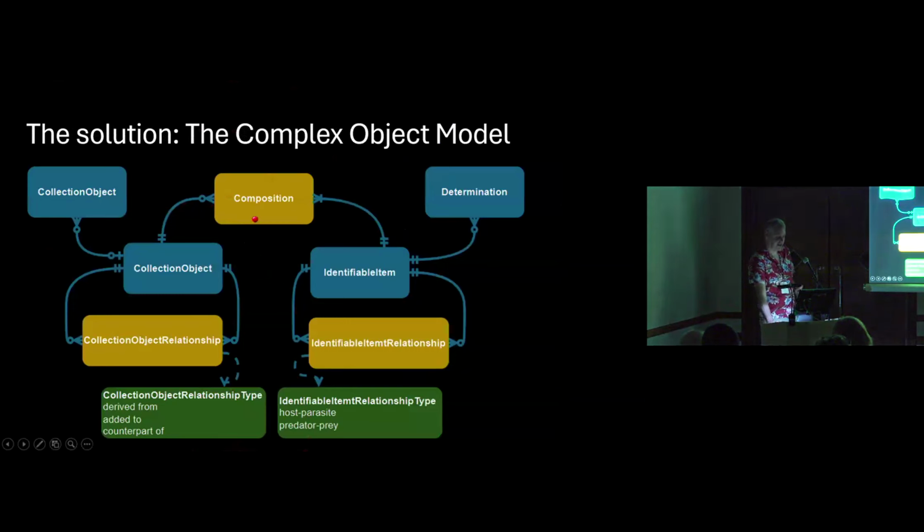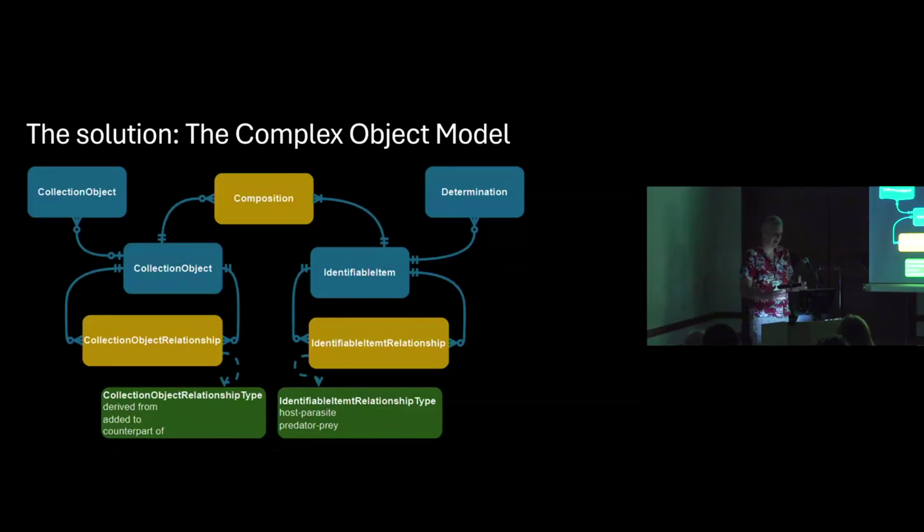So this is the complex object model we have designed. So we have the collection object, which we define as the physical object or part of it that has or had a specific location in the collection. We have the identifiable item, the biological, geological individual of a single taxon that is represented in part of one or multiple collection objects. And these are linked by what we define as a composition record, as the details of how an individual is represented in a specimen or specimens, or how a specimen is comprised of individuals.